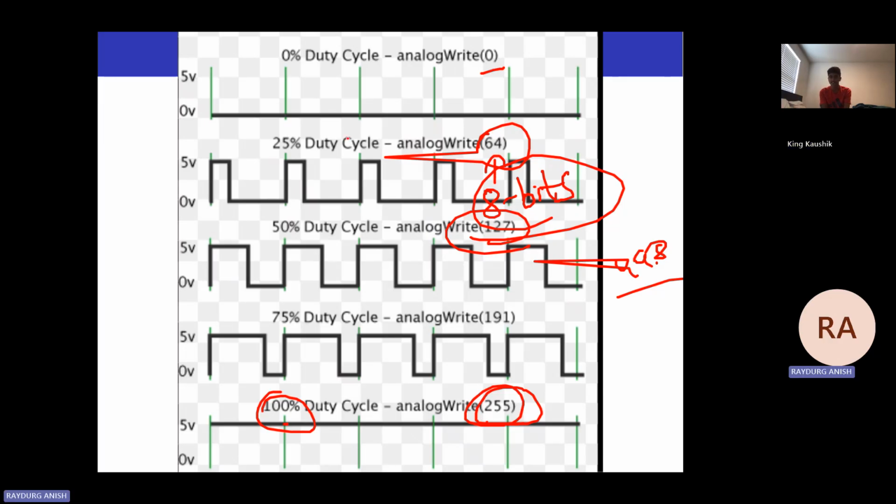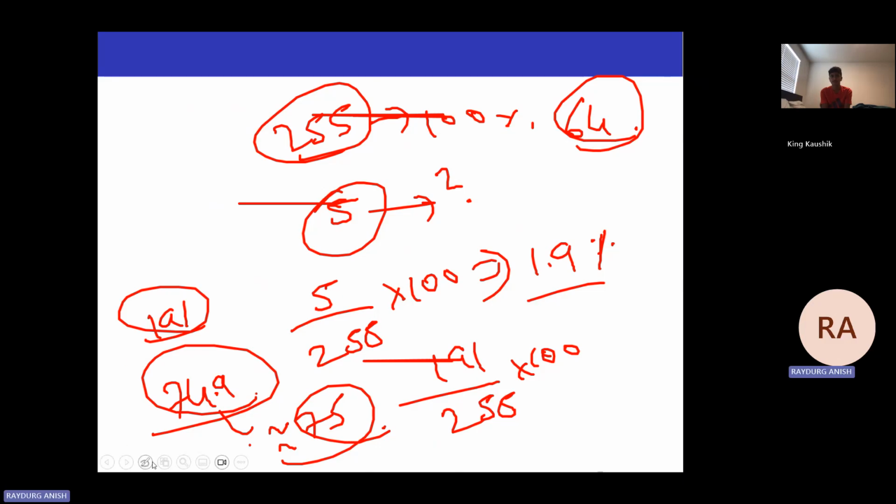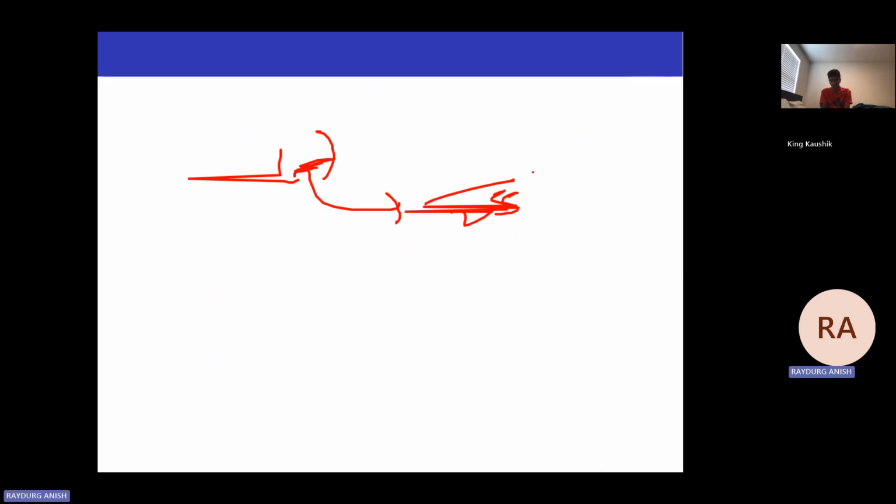So the main goal here is to make you understand that if you write any value in that analog write, you divide it by 255 and then multiply by 100. Whatever percent you get is the percent of the duty cycle.